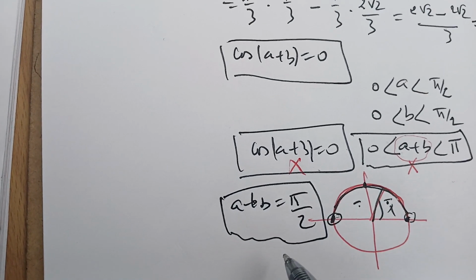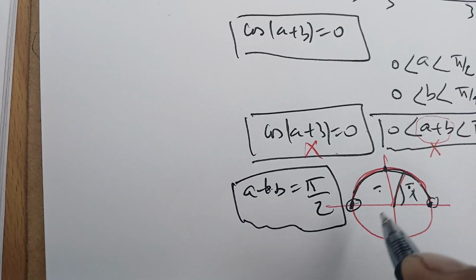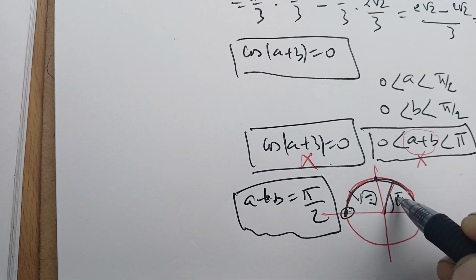So this means that the value I'm looking for is pi over 2. Let's give him some glasses before we end this video.